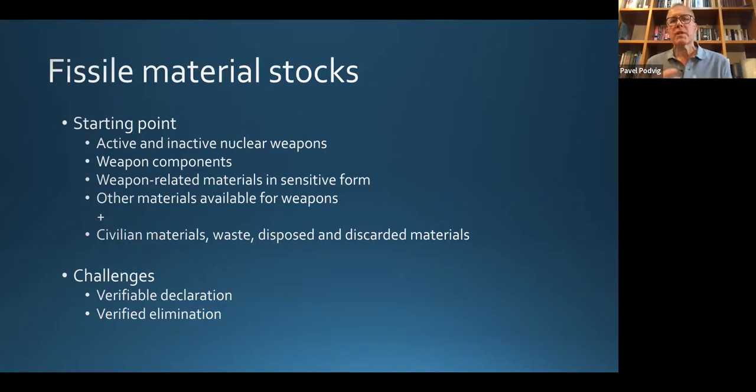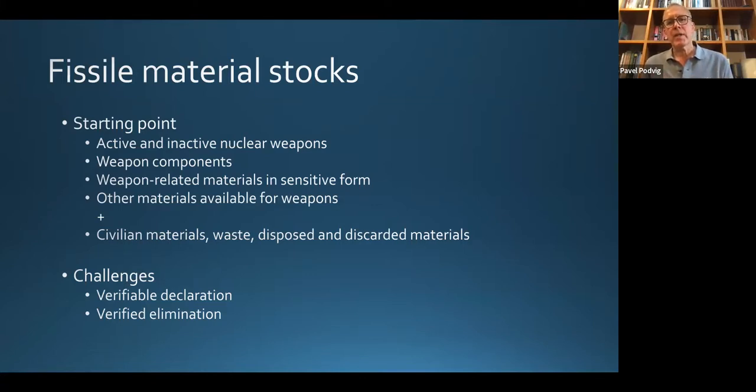It is clear that no nuclear-armed state would allow you to go and verify how much material is in your weapons, because most of them are deployed. So the verifiable declaration is a challenge.